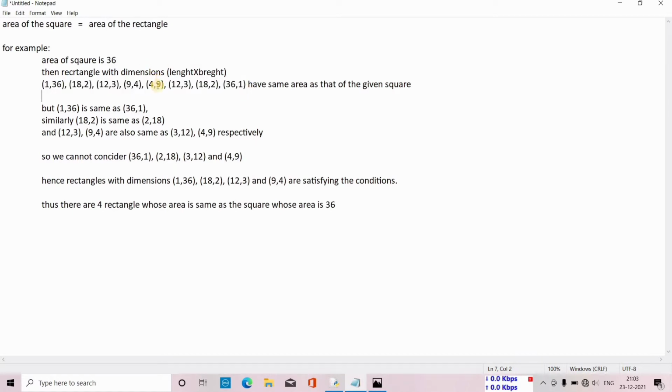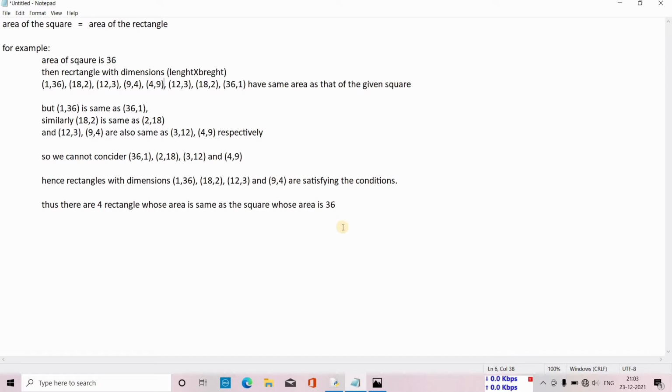But as you can see over here, 9 comma 4 and 4 comma 9 are basically the same thing. They are basically the same rectangle. For example, 1 comma 36, 36 comma 1, 18 comma 2, 2 comma 18, 12 comma 3, 3 comma 12, all these are the same rectangle, just with their positions swapped. So we can't consider these dimensions twice. We can only consider 1 comma 36, 18 comma 2, 12 comma 3, and 9 comma 4 as the dimensions of the rectangles satisfying the above condition. So finally, we'll be getting only four rectangles.